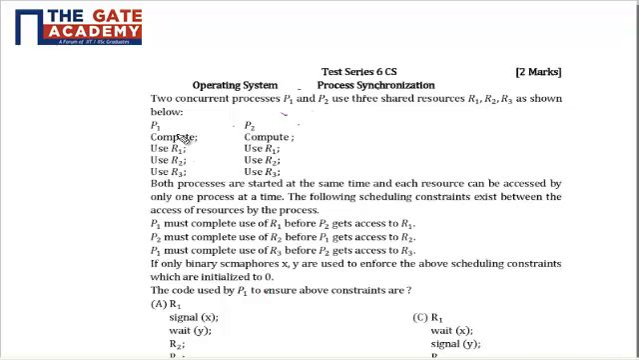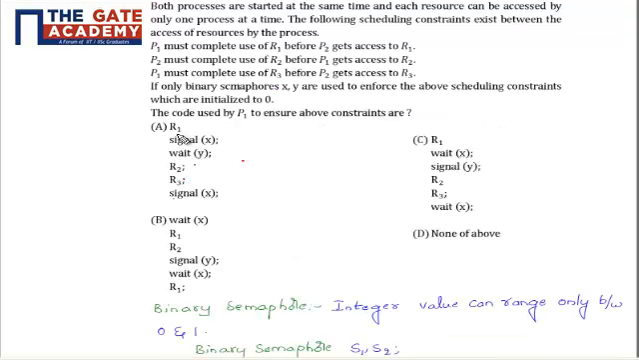the code used by P1 to ensure the above constraints are: Option A, R1, signal of X, wait of Y, R2, R3, signal of X. Option B, wait of X, R1, R2, signal of Y, wait of X, R1. Option C, R1, wait of X, signal of Y, R2, R3, wait of X. Option D, none of the above.